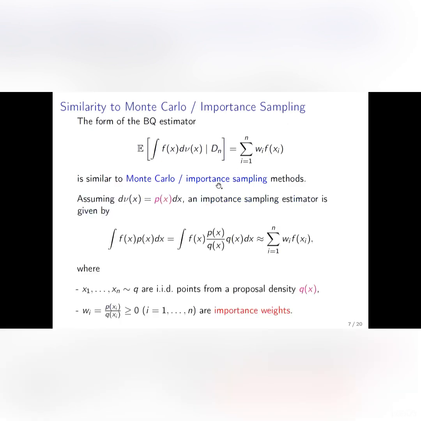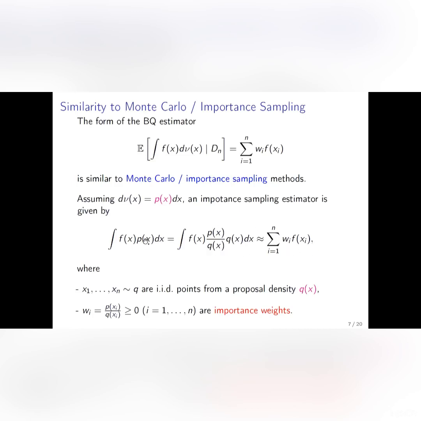What I'd like to point out here is that this expression is a really commonly used form, and it is the same as Monte Carlo or importance sampling. If nu can be written this way, with p of x being the probability density function, then the importance sampling estimator is given in this form, where you want to approximate this integral.